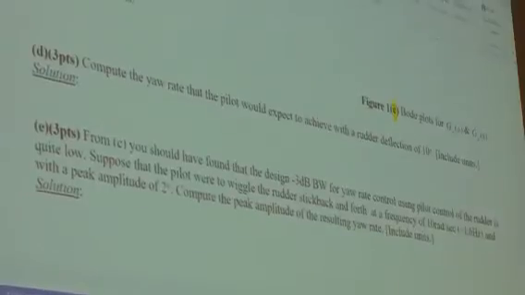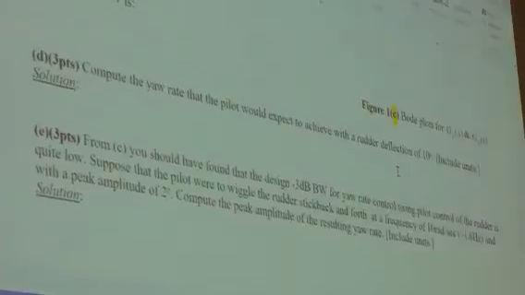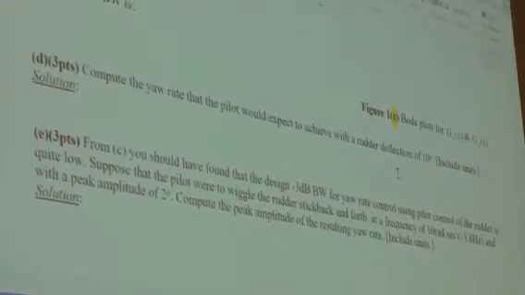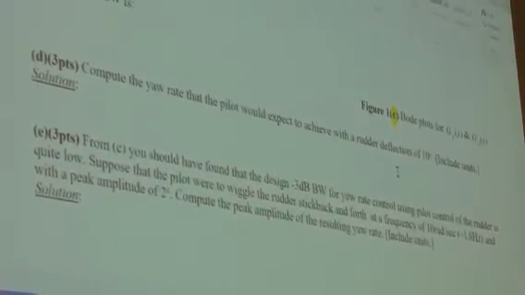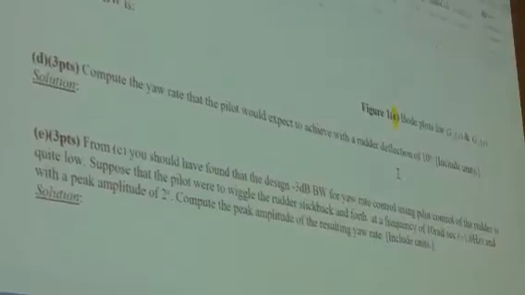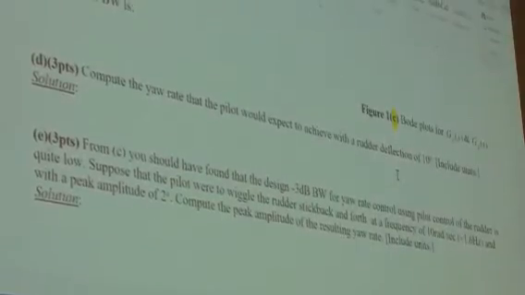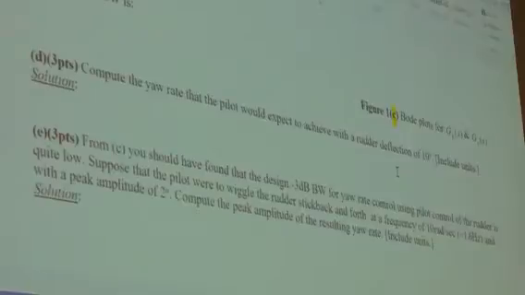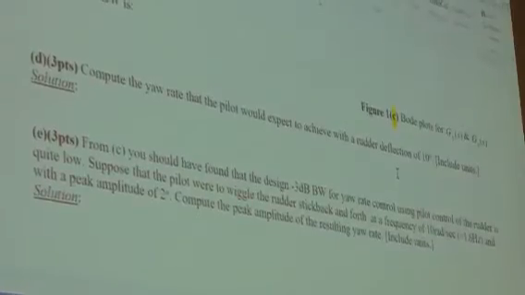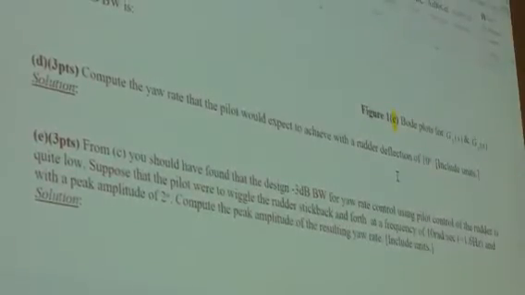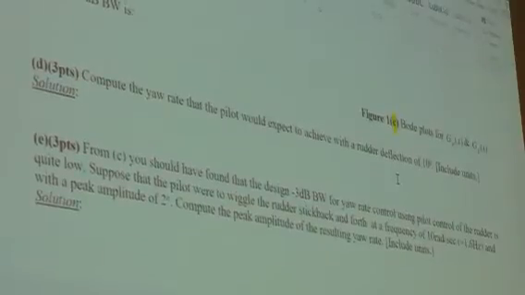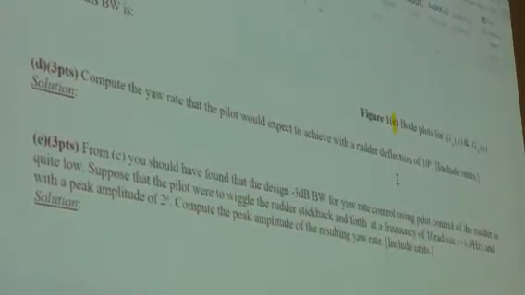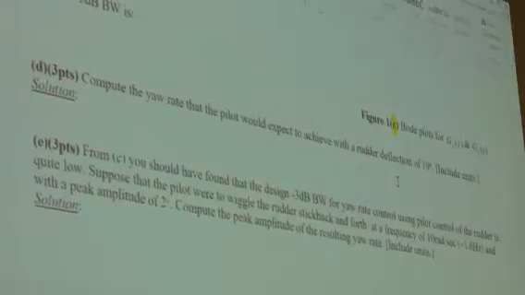Should have found that. Does everybody understand this thing? Would expect to achieve, when? In the steady state, of course. There's going to be transients, right? When you're flying a plane, you give the rudder a deflection, the plane is going to start to yaw, but then it's going to achieve a steady state yaw rate, as long as that rudder is deflected. So what rate would the pilot expect to achieve with a 10-degree rudder deflection? Okay? All right, and include your units.